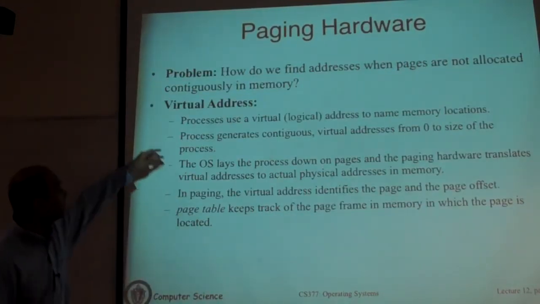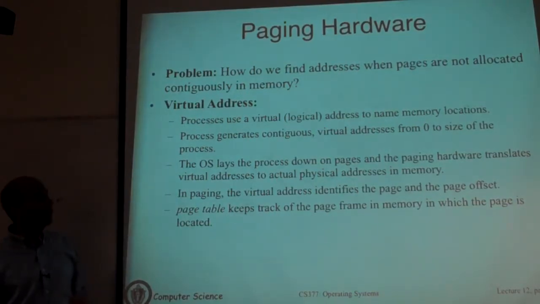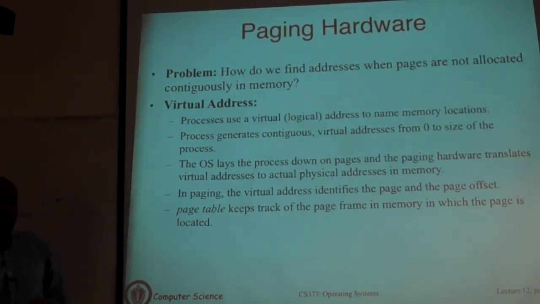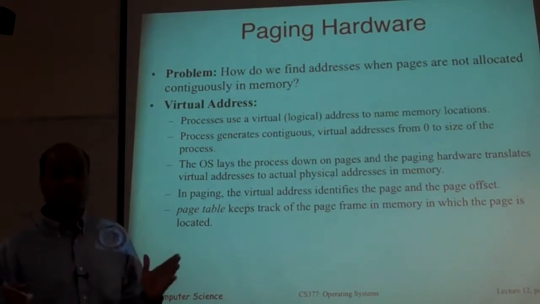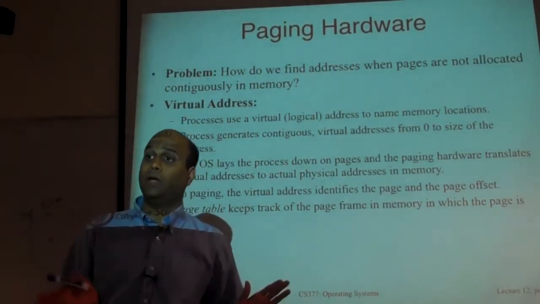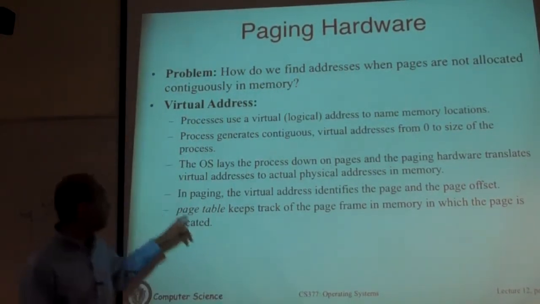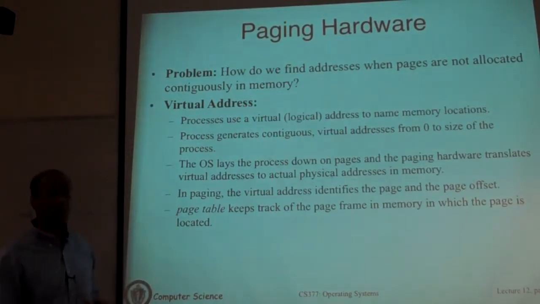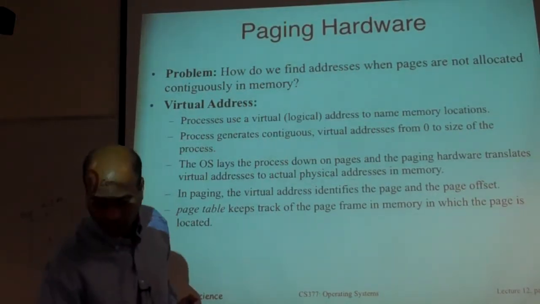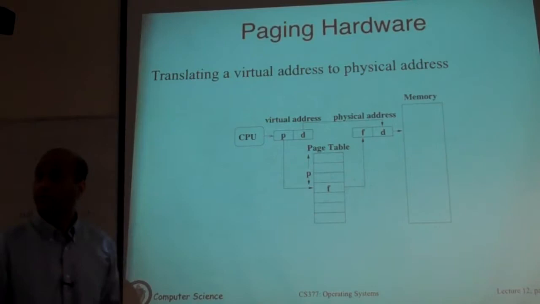So processes are still going to generate logical addresses. They're still going to be relative to the beginning of the process. We are going to use a page table, which is a table that maintains this mapping for us, and we are going to use this page table to actually do the translation. I think there's a figure right there.